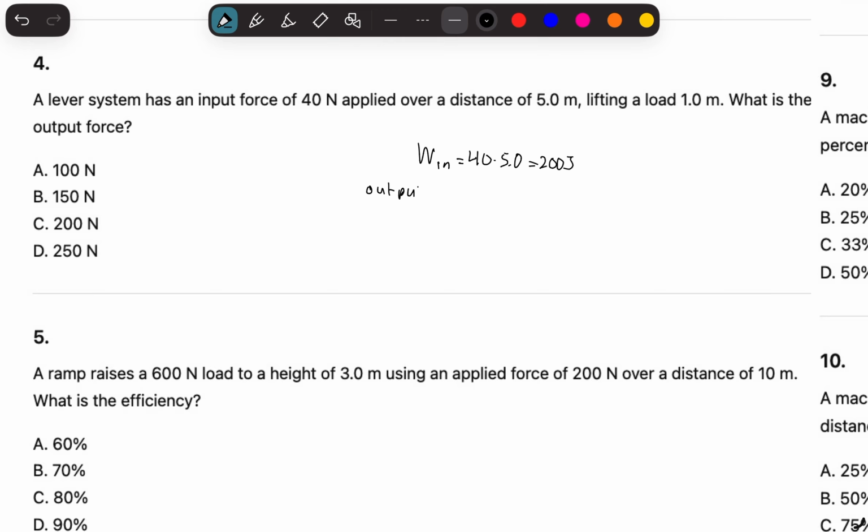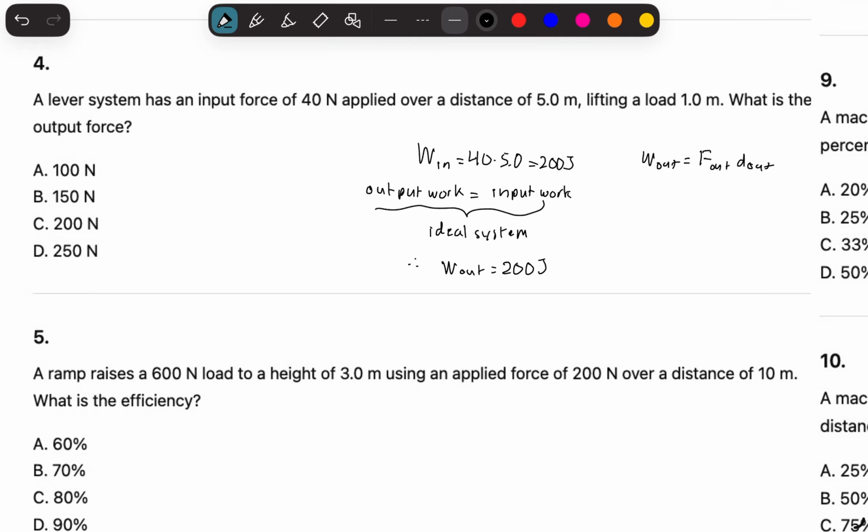So your output work is equal to your input work when you have an ideal system. So our work output would therefore be equal to the input that we just calculated, 200 joules. If we want to solve for the work out, we're going to say that's equal to F out times D out. We can substitute that 200 in there. Now we can solve for F out. So that's going to be times 1.0. So F out is just equal to 200 newtons. So your answer is C.